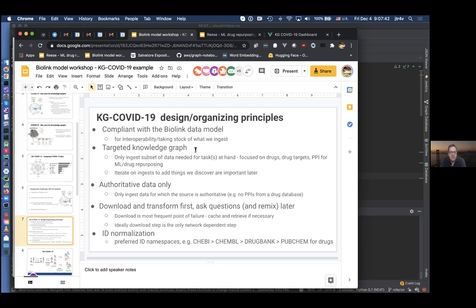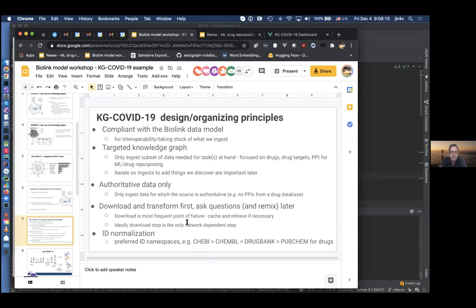We designed this with the idea that we probably have to iterate on the ingestion. So we'll take this and that from this drug database, and then somebody says, okay, we probably need this other column from some file, so we can iterate on the ingest that way. We're only taking in authoritative data, so if we're ingesting a drug database, we're not going to take their word about PPIs. We'll get that from STRING or IntAct or someplace like that.